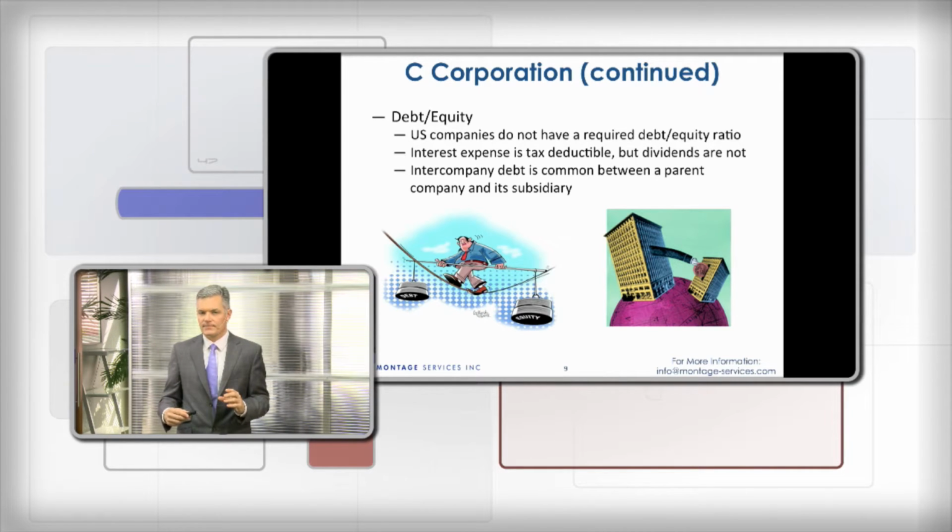U.S. company. If the debt-equity ratio exceeds 1.5 to 1, there may be a deferral of some of the interest expense deduction, but it's just a deferral. So we often recommend that interest expense or loans be used to capitalize a company.